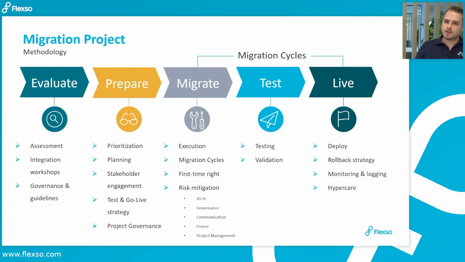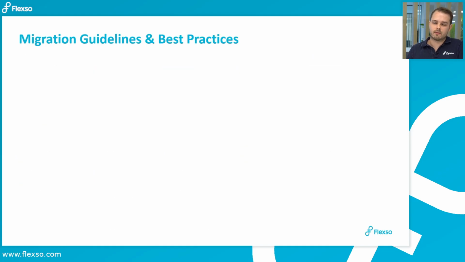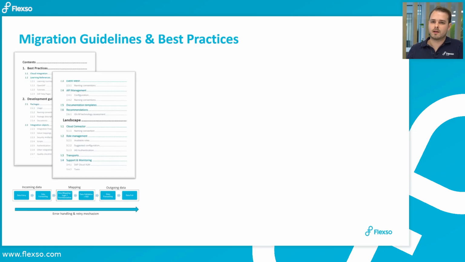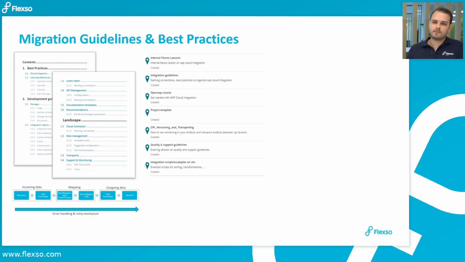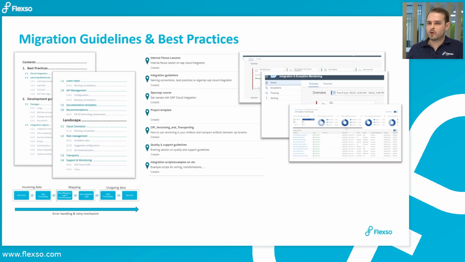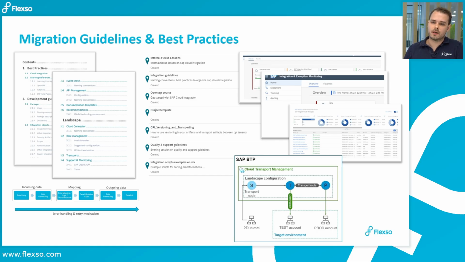Now, seeing all these phases and mentioning the guidelines and governance that we need up front, we of course already have these from previous projects, so we don't need to start from scratch. This can come in different formats. It can be Word documents that you can share with your team or with external parties. Also technical objects within cloud integration, for example. And one of our best practices is also to work with Cloud ALM for centralized monitoring and alerting, and of course using cloud transport management.